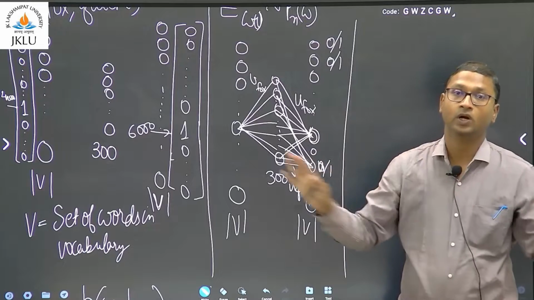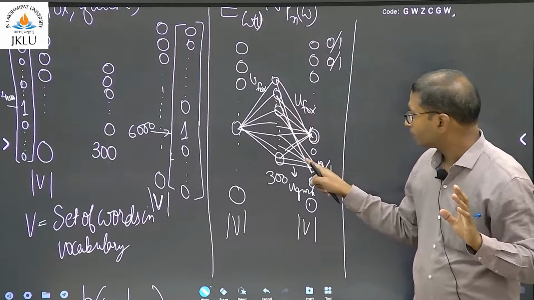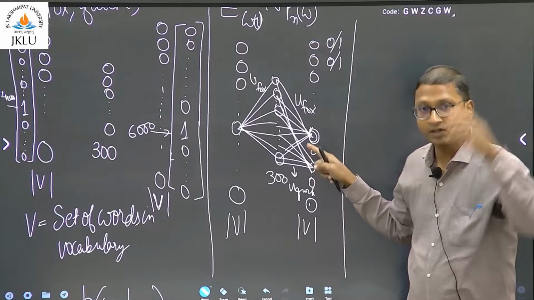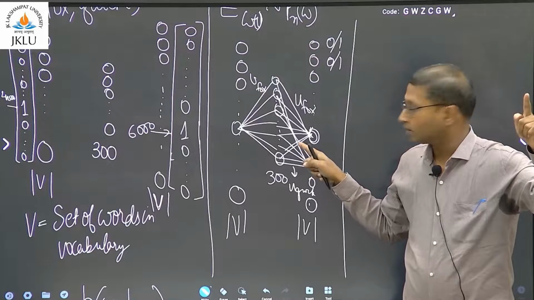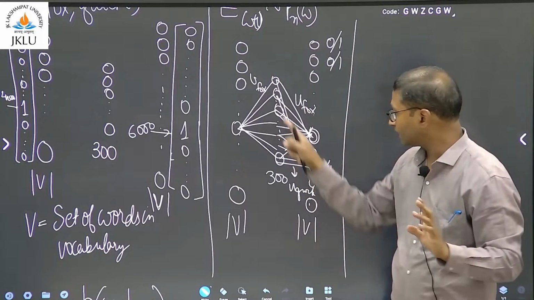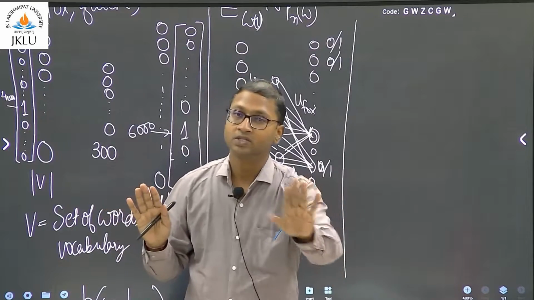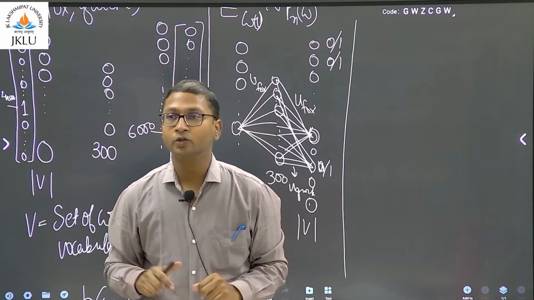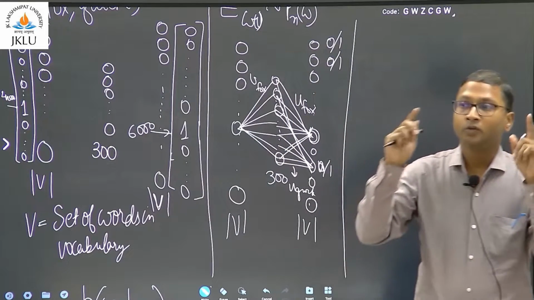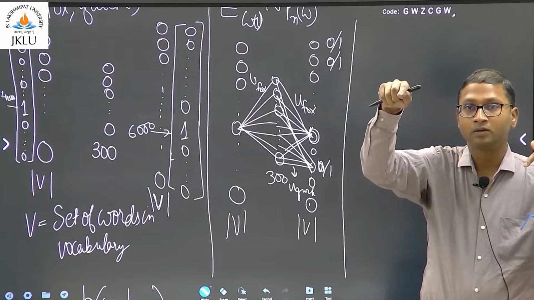You will not remember it from the equation. So u quick transpose dot v fox. That will give you one number. That is your z, and you compute the sigmoid. What was there in the numerator for this cost function? u quick transpose dot v fox.